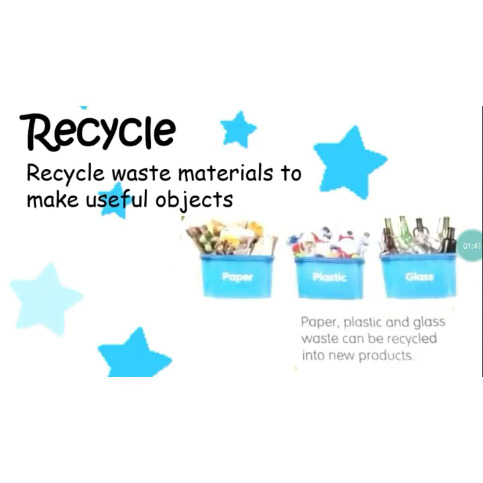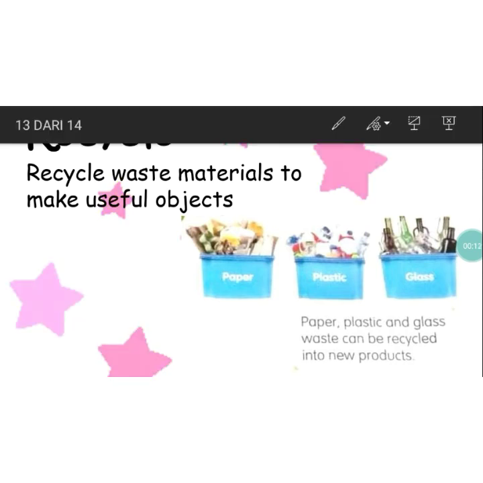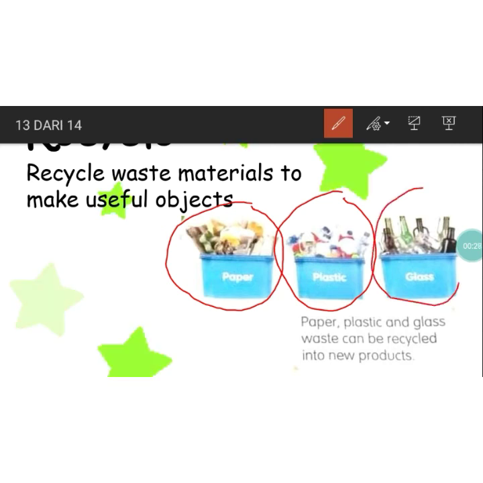And then the last way to care for the environment is recycling. Recycle waste material to make useful objects. Jadi membuat waste material, sampah tersebut menjadi objek yang berguna. We can use the separate bin. Kita bisa gunakan sampah terpisah. This helps you to recycle easily. Paper bin and then plastic bin and then glass bin. This is to separate the waste.